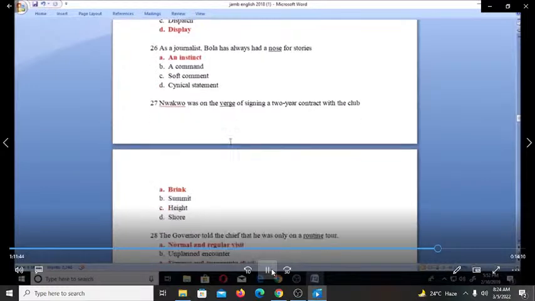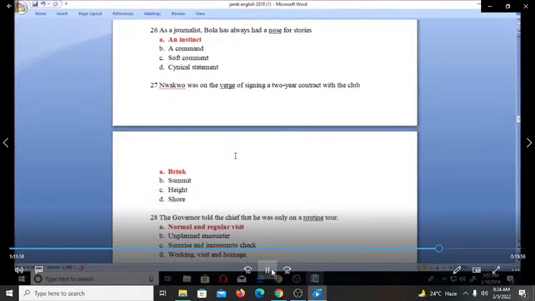27. Nwankwo was on the verge of signing a 2-year contract with the club. So what is the nearest meaning to the word verge in the statement? Is it option A, brink, B, summit, C, height, D, shore? The answer is brink. Nwankwo was on the brink of signing a 2-year contract with the club. That means he's almost signing it.